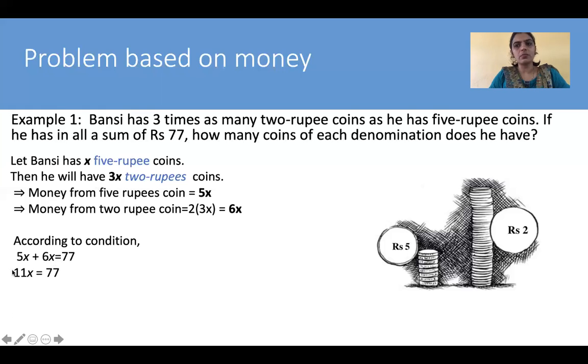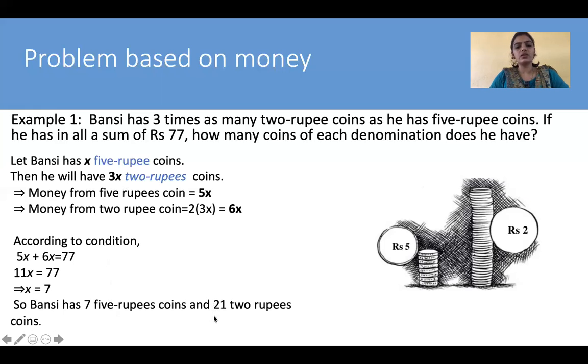So here we got a simple equation. Solve it for x. We get x is equal to 7. As x is the number of 5 rupee coins, the number of 5 rupee coins is 7. So what will be the number of 2 rupee coins? As we have 3x 2 rupee coins, the number is 3 into 7, equal to 21. So we have 21 2 rupee coins and 7 5 rupee coins.